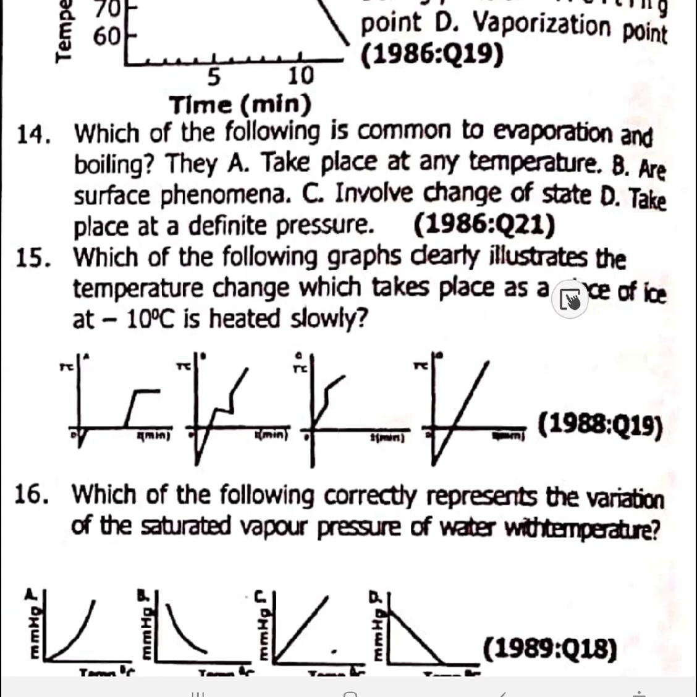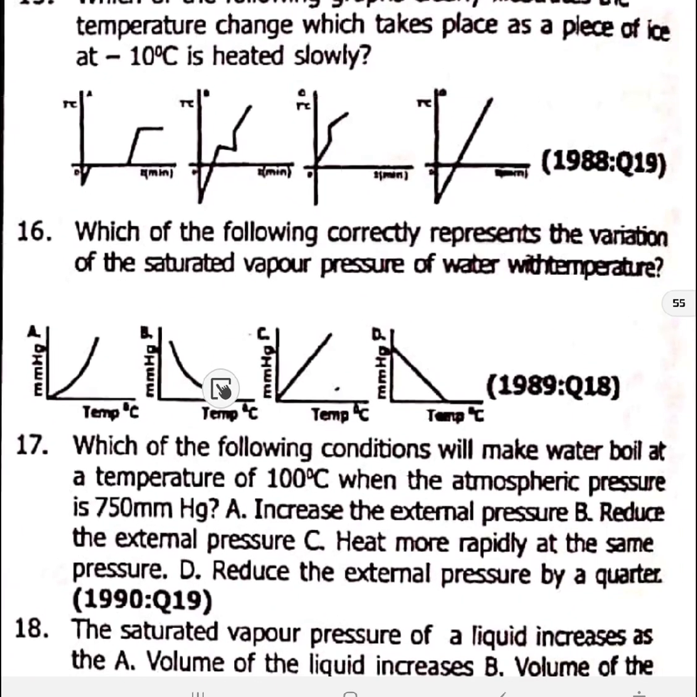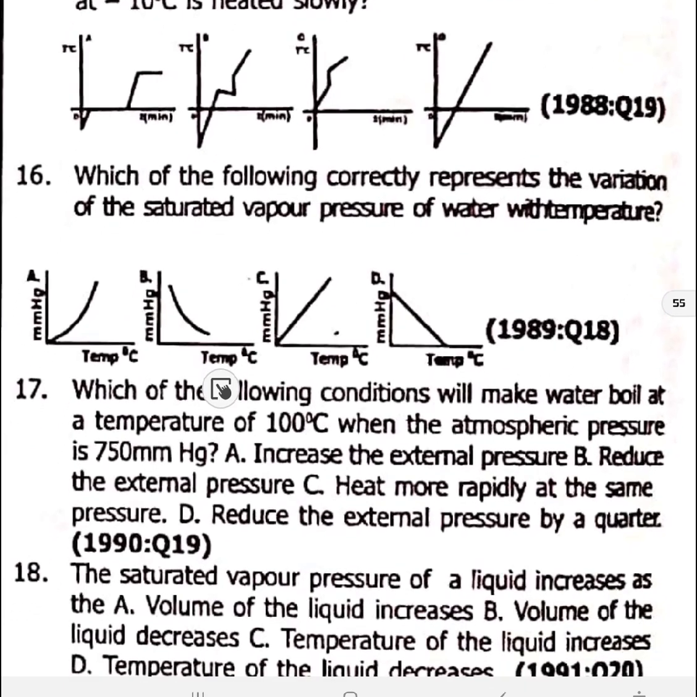Both of them change something from liquid to vapor. 15. Which of the following graphs clearly illustrates the temperature change which takes place as a piece of ice at minus 10 degrees Celsius is slowly heated? This is it, option A. 15 is option A. Look at the diagram where it comes up like this, goes like this, goes again, and like this. I don't want to talk much. 16. Which of the following correctly represents the variation of the saturated vapor pressure of water with temperature? 16 is option A.